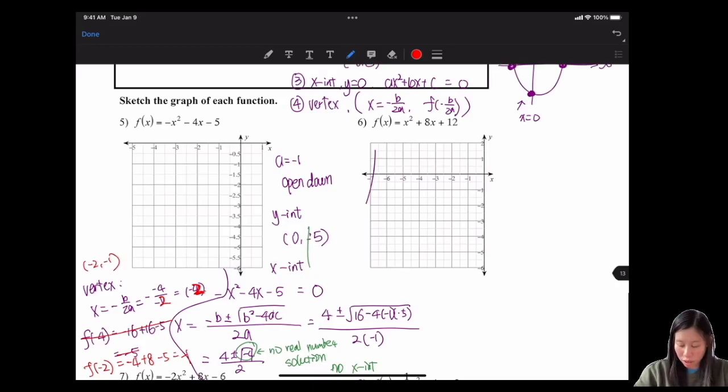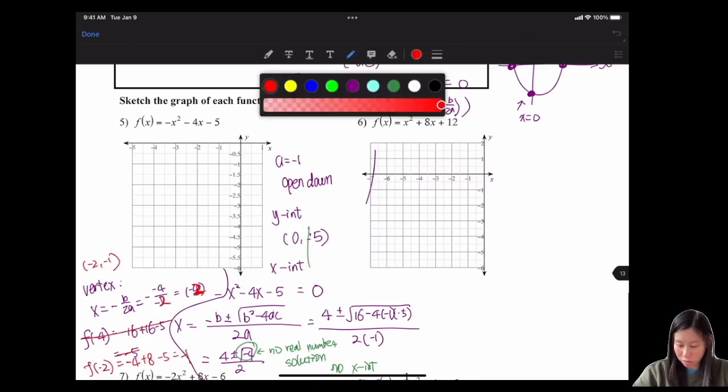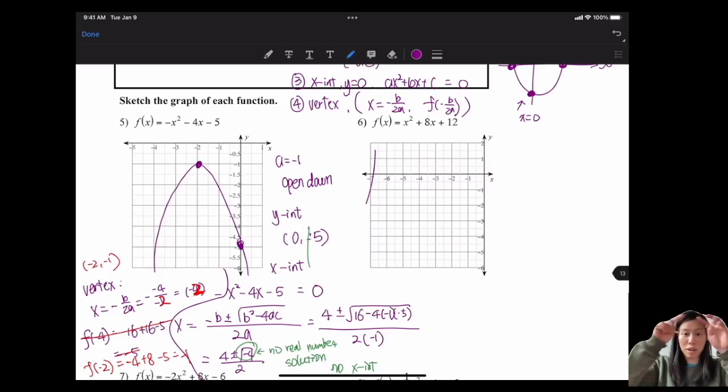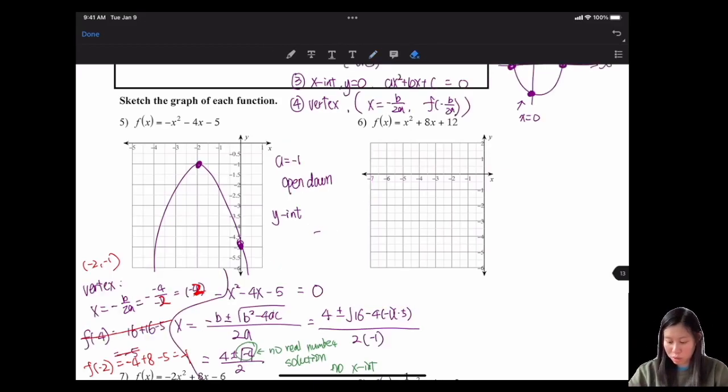Okay, so let's find all the points here. We have negative 2 and negative 1. No x-intercept, but there's a y-intercept and it opens down. So that makes sense. If it opens up, you will have an x-intercept. But since this opens down, yes, there's no x-intercept because the graph is going down. Okay, so now let's do number 6.